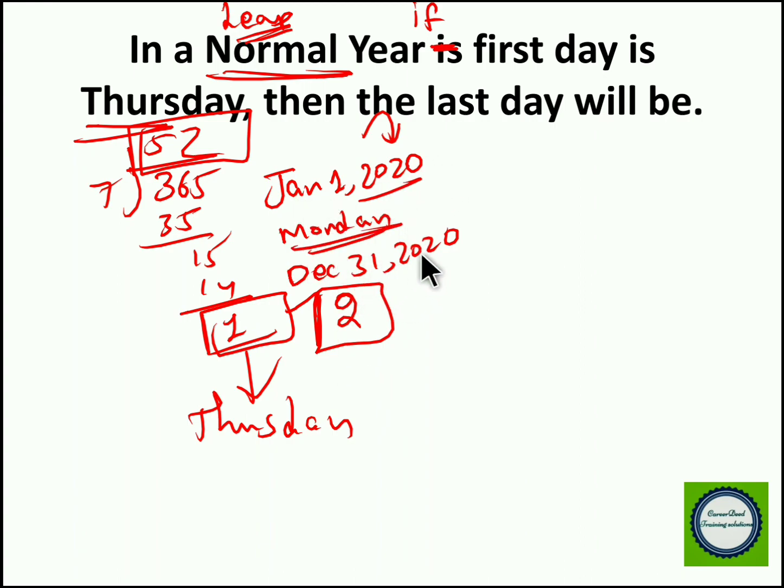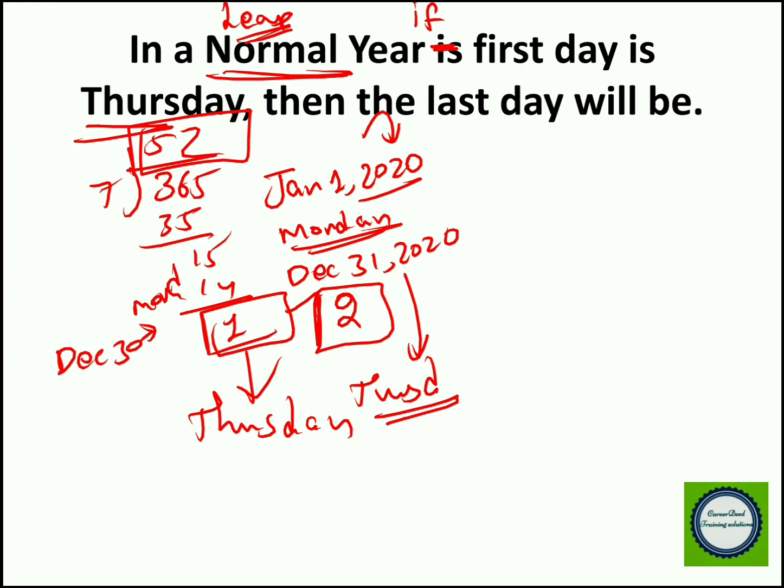So December 31, 2020 will be dash. We know in a leap year we have 366 days. So once again you will get December 30 as Monday, so December 31 will be the next day of this Monday. So December 31 will be Tuesday. Hope you understood the concept, right? So if it is a normal year, you will get only 1 odd day. In a leap year, you get 2 odd days.